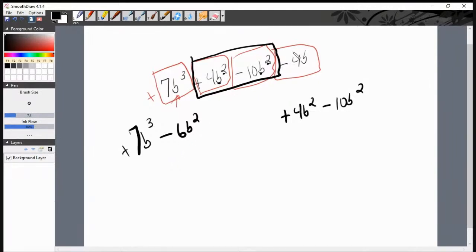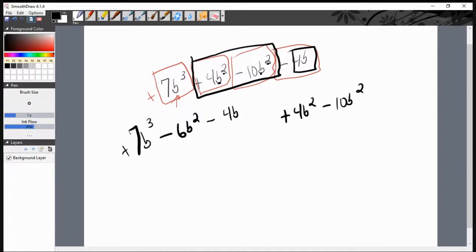And then what about this 4b? There's no other like term. It doesn't have an exponent, so it doesn't qualify with these two, right? So it's just off by itself, minus 4b. And that's how you simplify that.